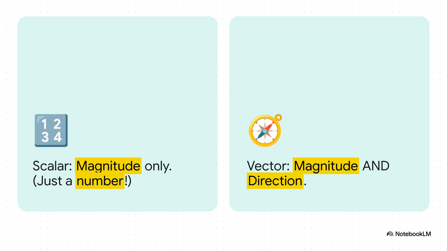Think of it like this. If I tell you to walk 500 meters, that's a scalar. You know how far to go, but you have no idea where you'll end up. But if I say walk 500 meters north, boom, that's a vector. Now you've got the full picture.